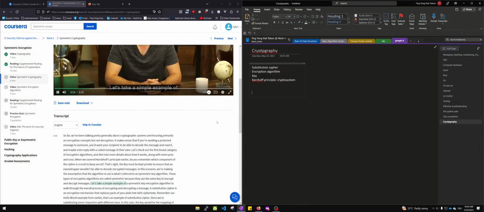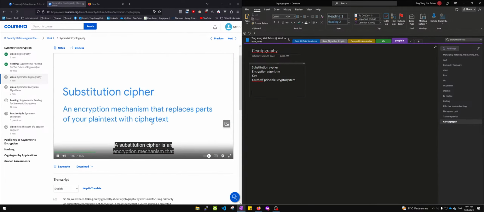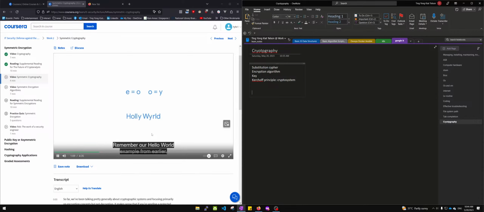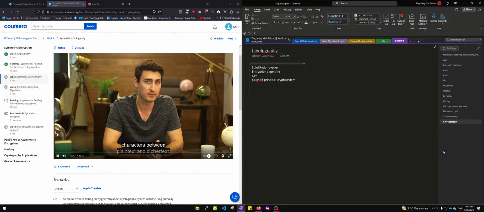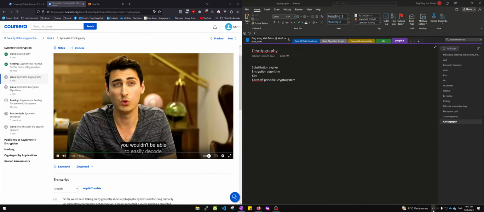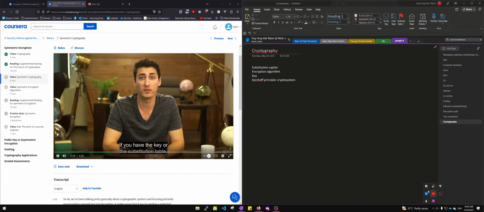Let's take a simple example of a symmetric key encryption algorithm to walk through the overall process of encrypting and decrypting a message. A substitution cipher is an encryption mechanism that replaces parts of your plaintext with ciphertext. Remember our Hello World example from earlier? That's an example of a substitution cipher, since we're substituting some characters with different ones. In this case, the key would be the mapping of characters between plaintext and ciphertext. Without knowing what letters get replaced with, you wouldn't be able to easily decode the ciphertext and recover the plaintext. If you have the key, or the substitution table, then you can easily reverse the process and decrypt the coded message by just performing the reverse operation.